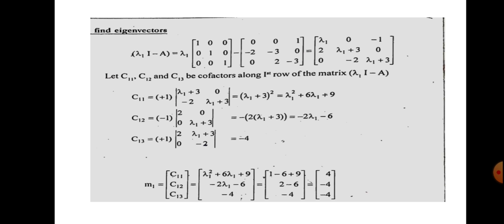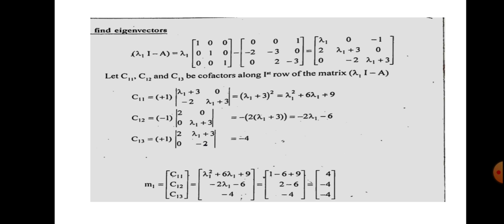The next step is to test the observability and controllability. We are using Gilbert's test. In Gilbert's test there are two cases, case 1 and case 2. Here the eigenvalues have multiplicity, so we are using case 2. That means we have to convert this state model into the Jordan canonical model. In case 1 we convert the state model into the canonical model, but in case 2 we convert it into the Jordan canonical model.